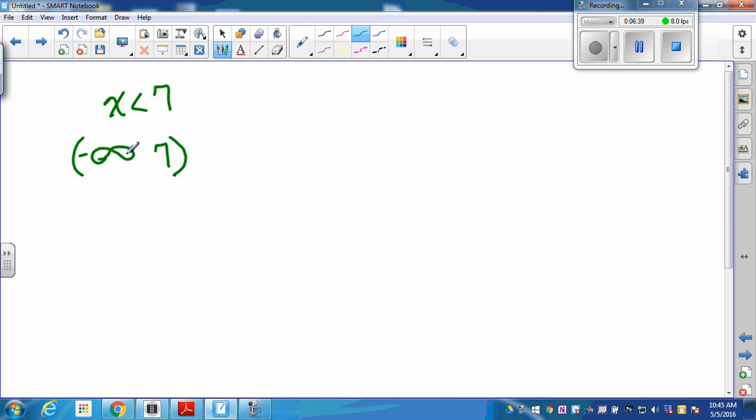Now, to indicate that my solution set goes from negative infinity to 7, I'm going to put a comma in between the values. The comma represents basically through. So if I were to read this interval notation out loud, I would say that my solution set goes from negative infinity through 7, but 7 is not included in the solution set. And I know that because of the parenthesis.